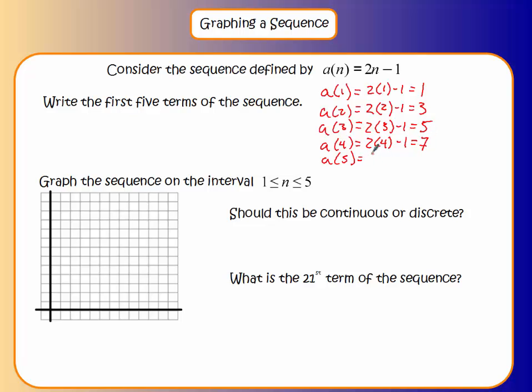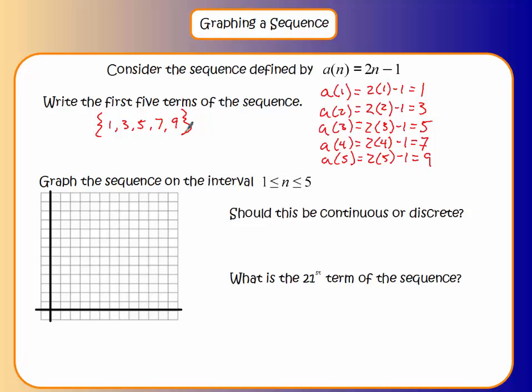And finally, 2 times 5 minus 1. 2 times 5 is 10, minus 1 is 9. So the first 5 terms of the sequence would look like this. I would have my curly bracket, and I would go 1, 3, 5, 7, 9.